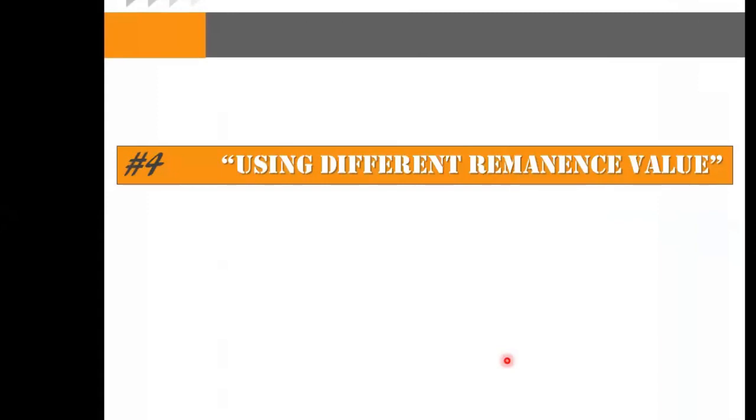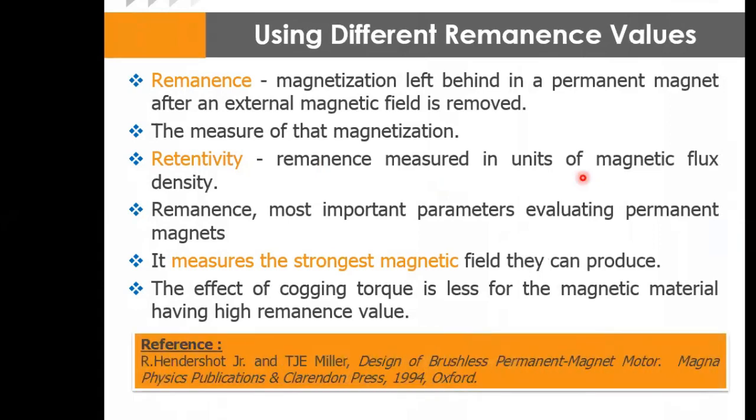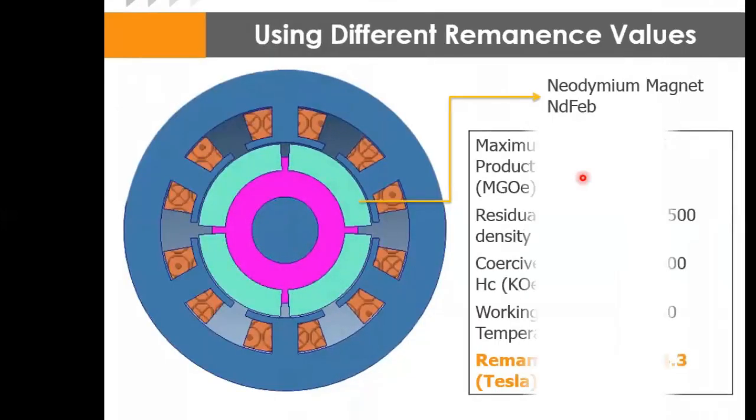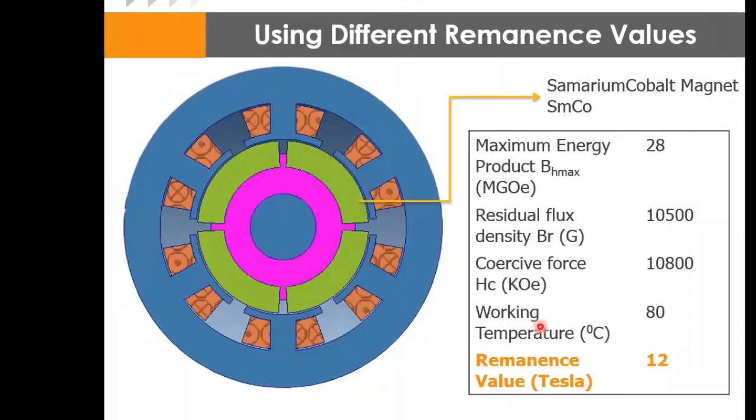And finally, using different remanence values. As I said, the property of remanence is highly influencing the cogging. So I am choosing two materials, neodymium and samarium cobalt. First is neodymium, which has a remanence value of 14.3, right? And samarium cobalt has a remanence value of 12. So by changing the magnetic material, I am checking the cogging torque.